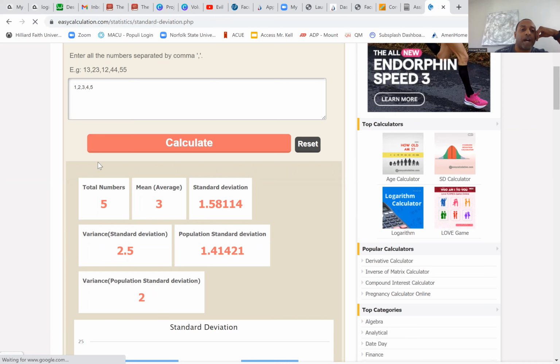So notice we only have 5 numbers here. With only 5 numbers, it's hard to believe that would be a population. So that would be assumed to be a sample. But this one is not labeled sample because they labeled this one population. So since this is the population, they assume you know that this is a sample. So that's the one we pull, 1.58.